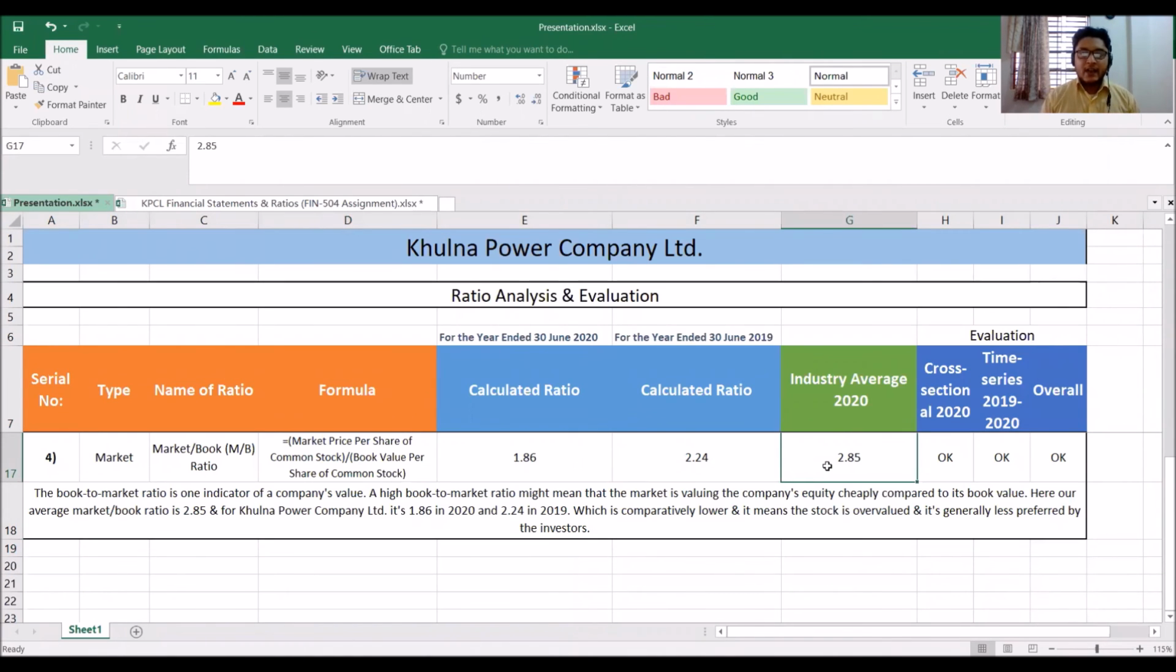Here, our industry average book to market ratio is 2.85, which is comparatively higher than the company's current calculated ratio, which means that the stock for the company is overvalued and is generally less preferred by the investors. So, in the evaluation section, we find that the overall company condition is okay at minimum.